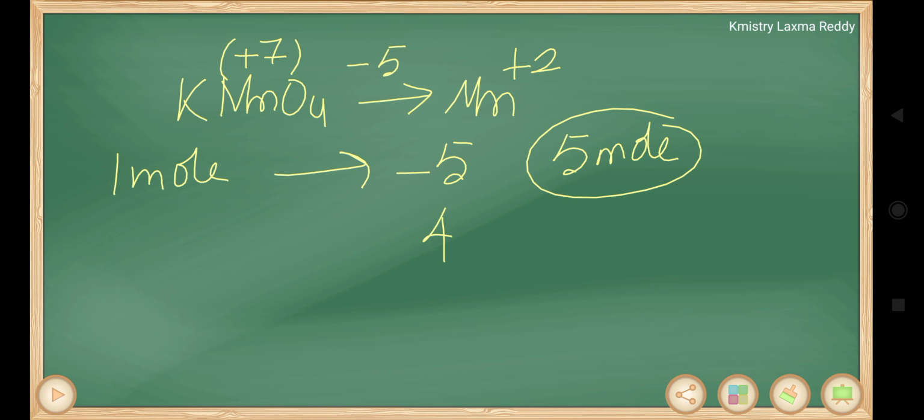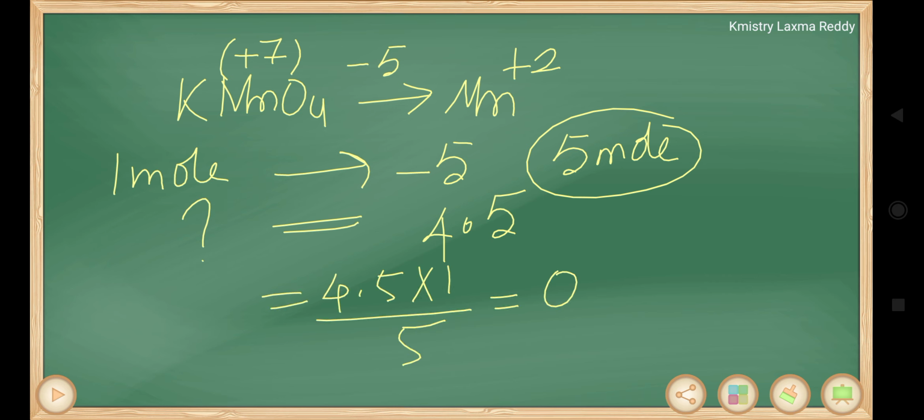So for 4.5 change, how many moles is required? 4.5 into 1 by 5 is nothing but 0.9 mole, because less than 5 we need. You can easily calculate, 0.9 mole KMnO4 is required. One interesting question it is.